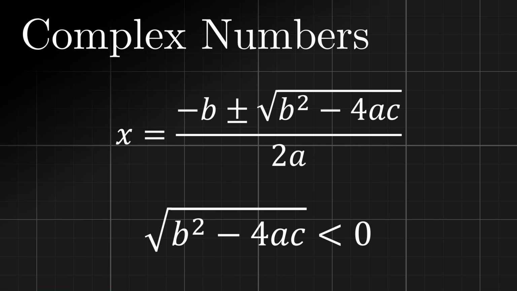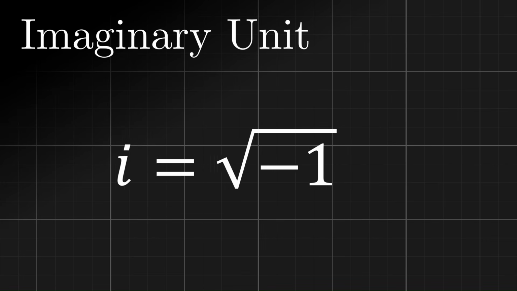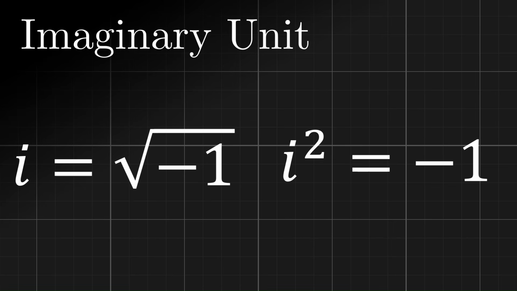To deal with the square root of -1, mathematicians defined a new number called the imaginary unit, denoted by the letter i. It's defined as i squared equals -1, or the square root of -1 equals i. This simple definition unlocks a whole new part of mathematics. With i, we can now find the square root of any negative number.